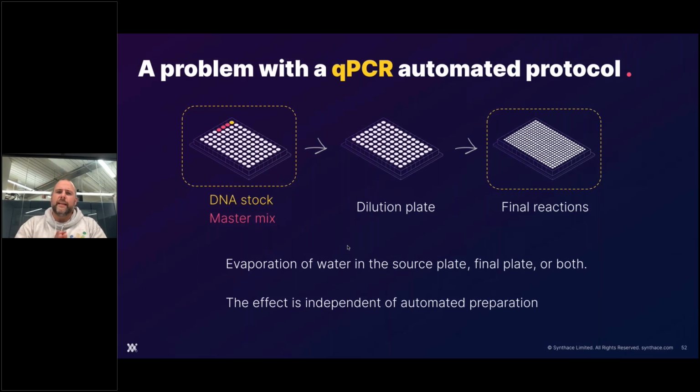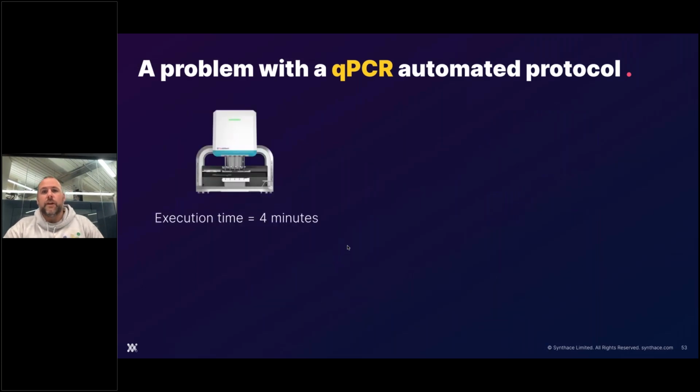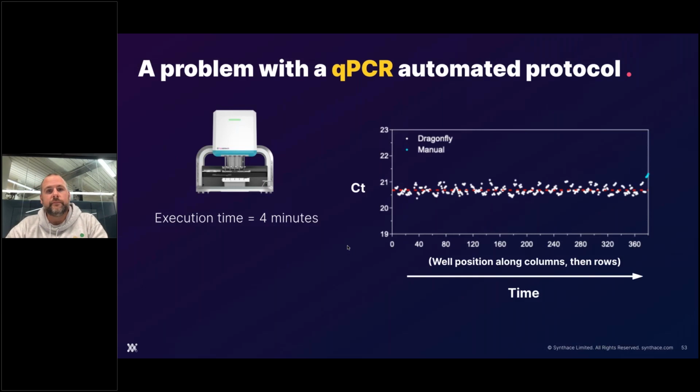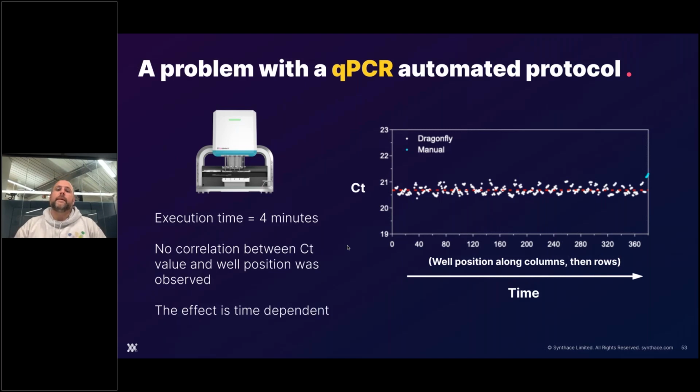We thought the effect leading to the concentrating of the DNA over time was independent of the automation preparation. And we showed this by running the same assay using the Dragonfly, which is very rapid, completing it in 4 minutes. Here is the CT data, showing that the effect wasn't impacted by the use of automated liquid handling, but was more time dependent. So this is why we thought to look at the stocks.